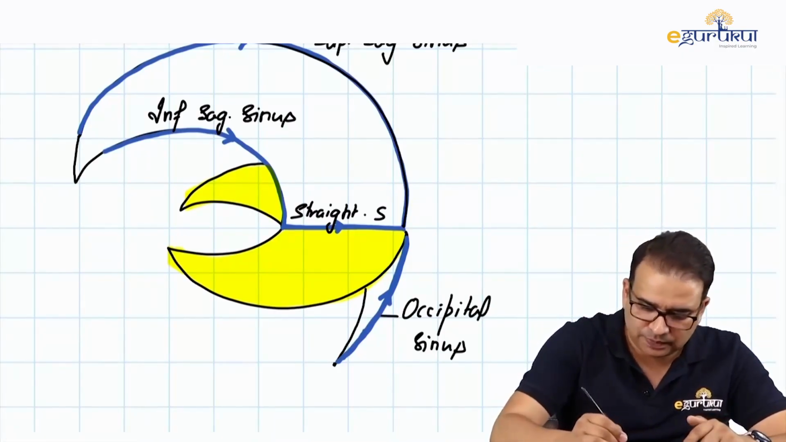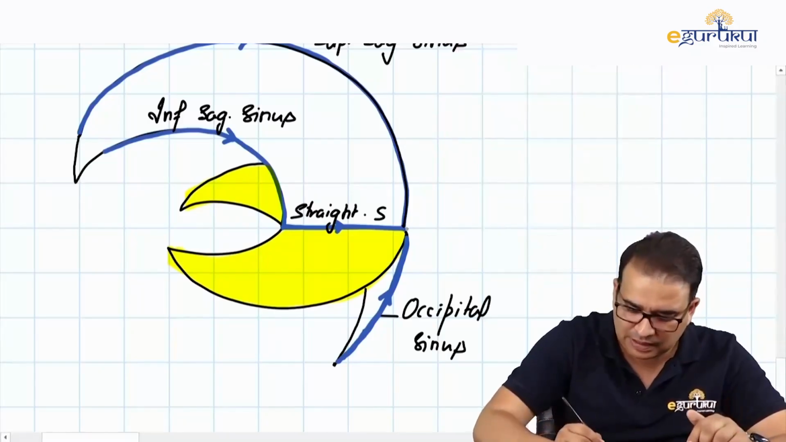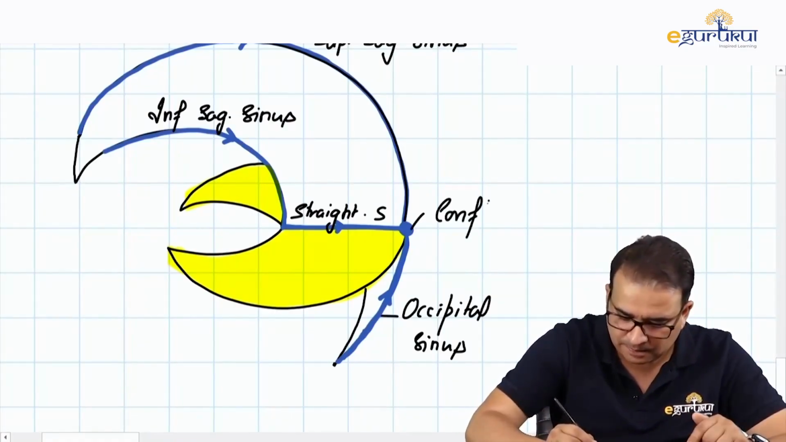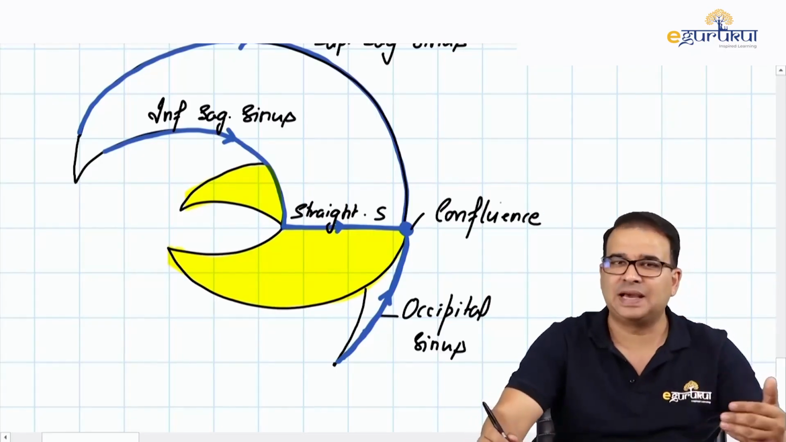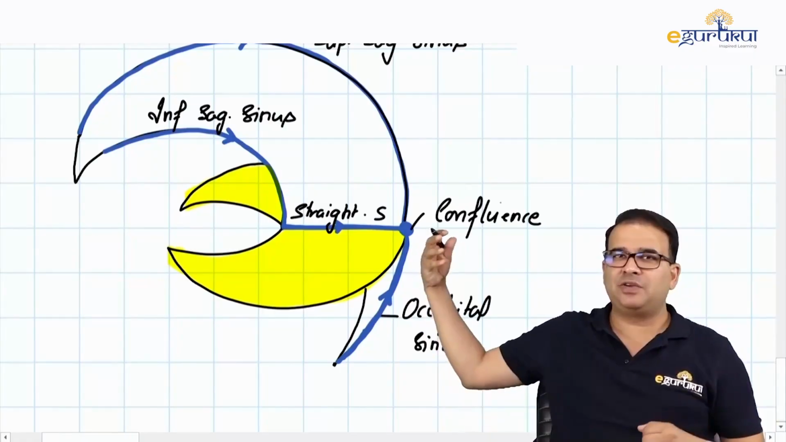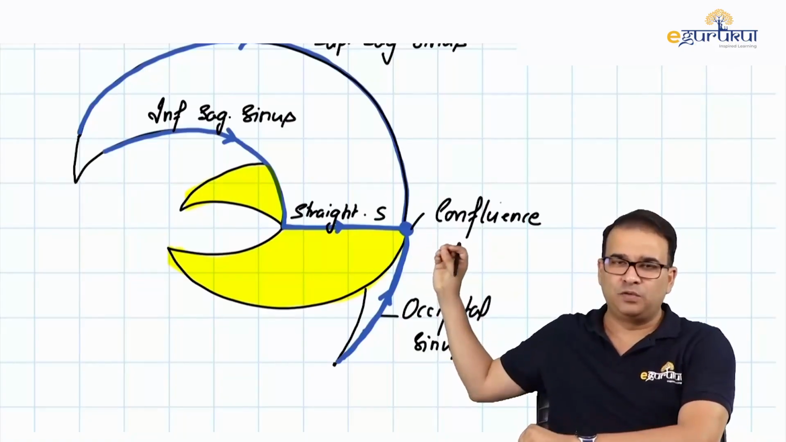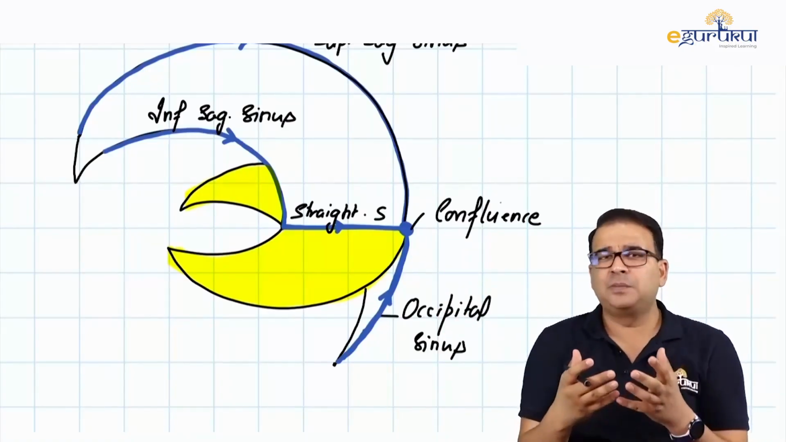So now, this common point where the blood is being collected here is called the confluence, the meeting point. This is called the confluence of the sinuses. The majority of the sinuses are draining their blood and the blood is getting collected at this point, called the confluence. Still, the purpose is not solved.